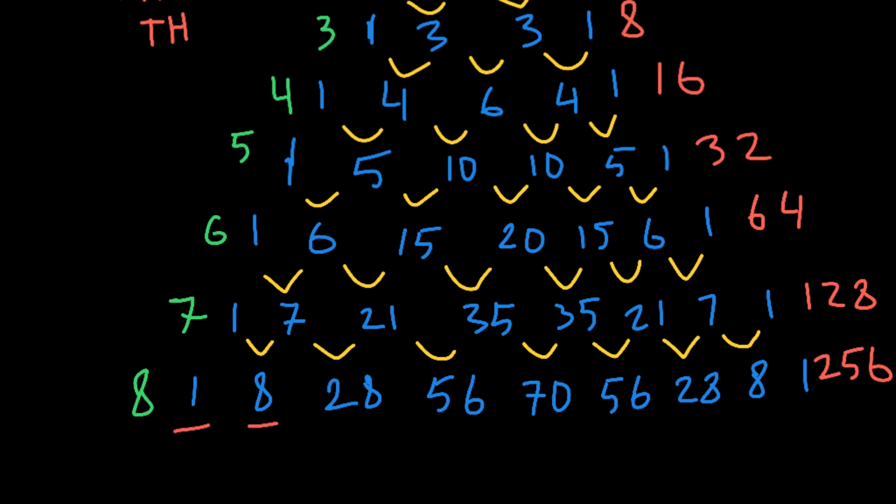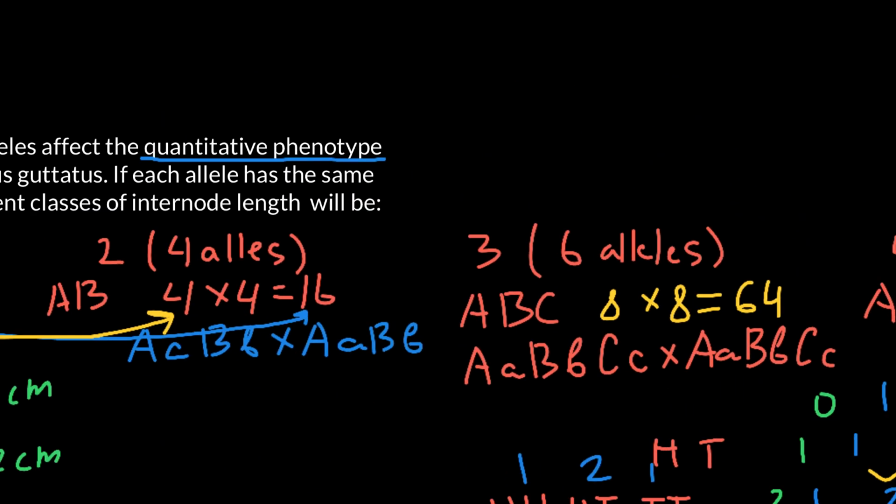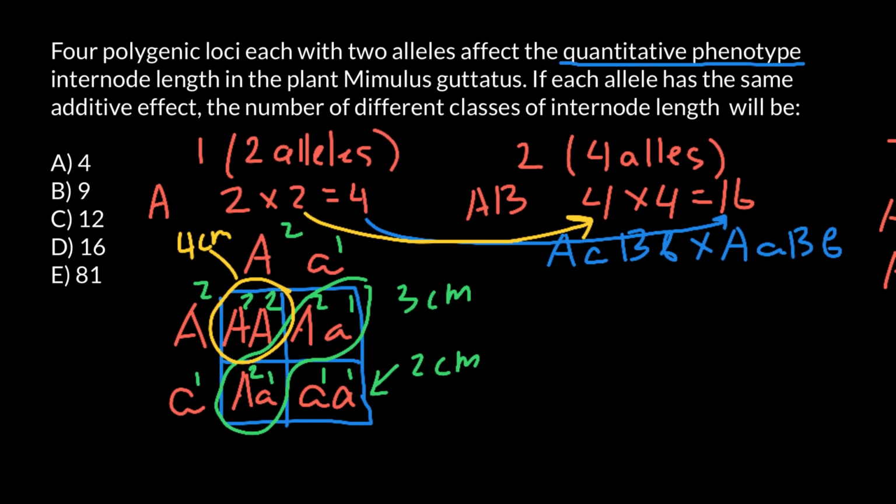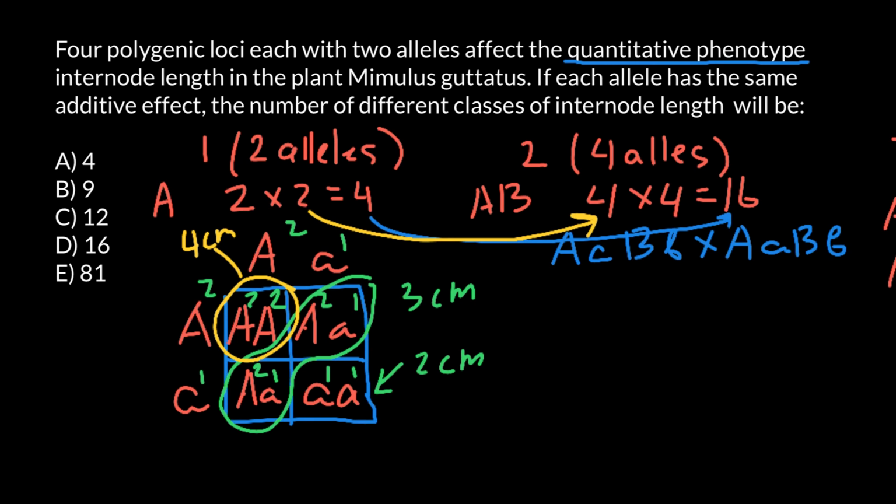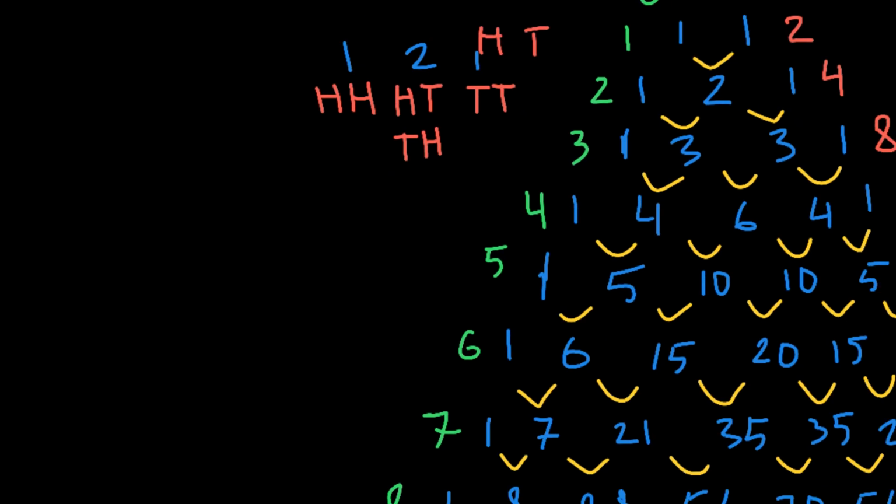1, 2, 3, 4, 5, 6, 7, 8, 9. We have 9 classes. So this is going to be our answer today. Let's return to our problem. And this is, as you see, answer B. So this is going to be our answer.